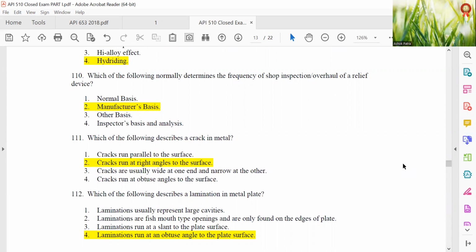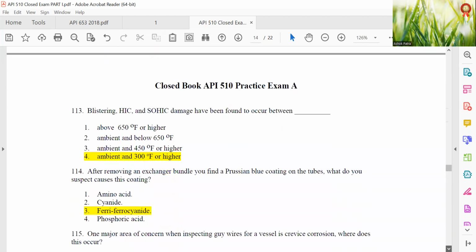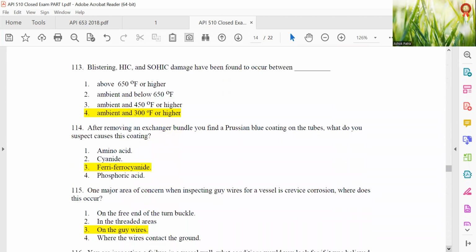Which of the following describes a crack in metal? Cracks run at right angles to the surface. Which of the following describes a lamination in metal plate? Laminations run parallel to the plate surface. Blistering, HIC and HIC damage have been found to occur between ambient and 300 degrees Fahrenheit and higher.